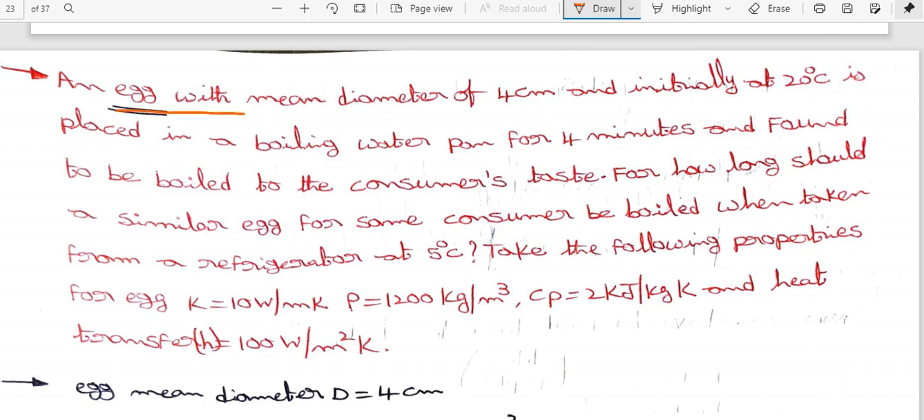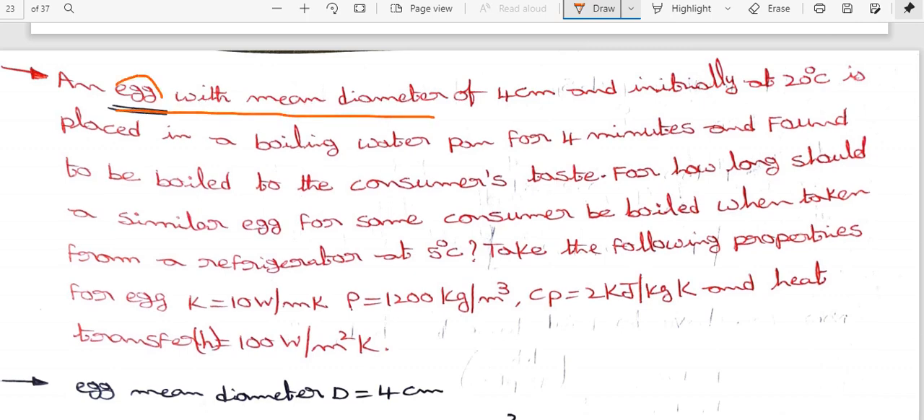So here egg with mean diameter. Egg means sphere, consider it as a sphere. So mean diameter is 4 centimeters, so diameter is equal to 4 centimeters. Initial temperature is 20, so here initial temperature means T0, is placed in a boiling water pan for 4 minutes. So here time is given.